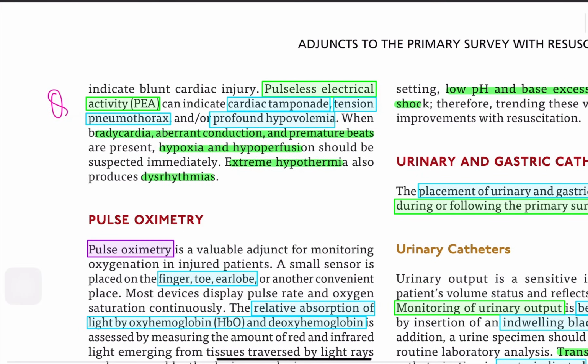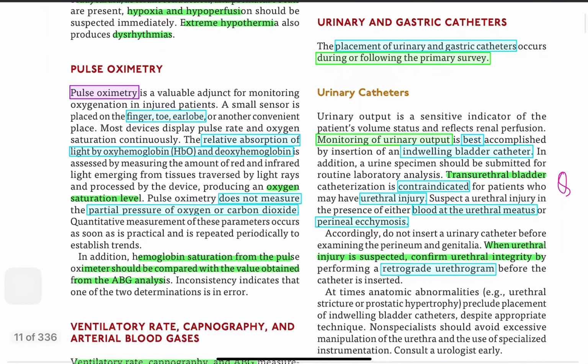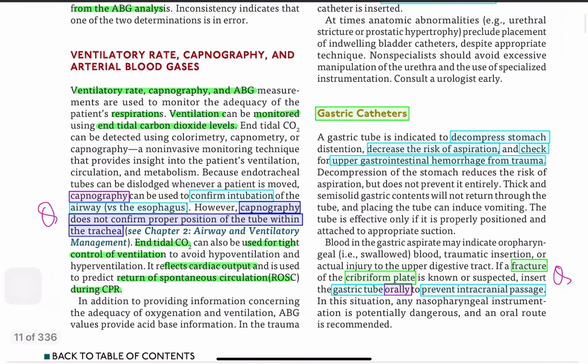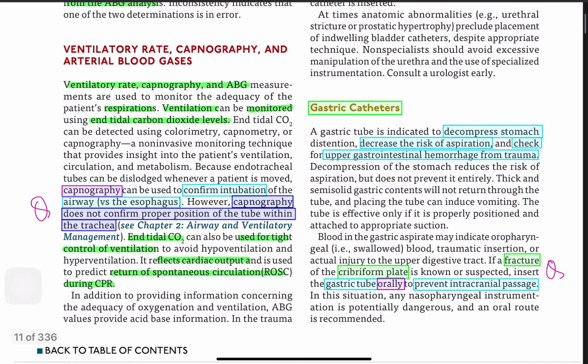Pulseless electrical activity is seen in cardiac tamponade, tension pneumothorax and profound hypovolemia. Capnography will tell you your tube is in the trachea, so it can differentiate between esophageal and tracheal intubation.